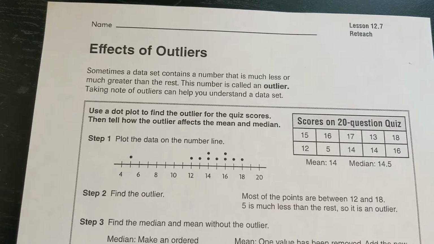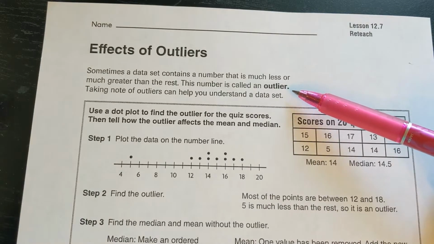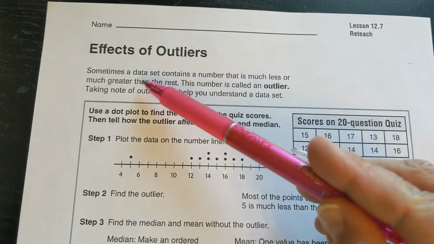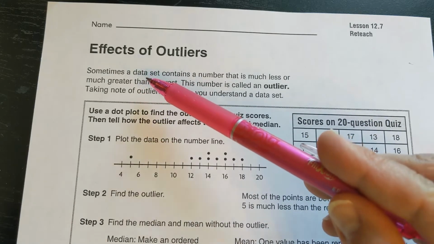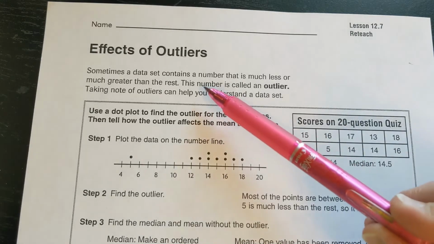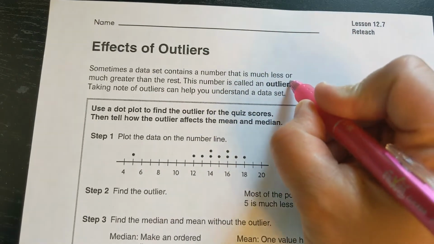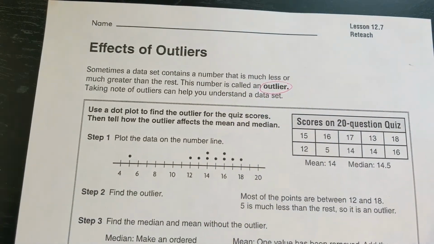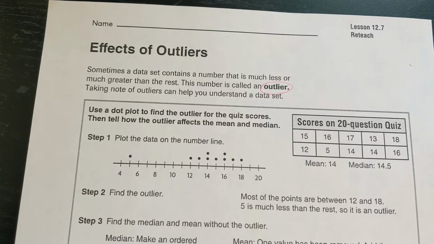Today we're going to talk about the effects of an outlier. And the definition right here for outlier, let's read this top paragraph. Sometimes a data set contains a number that is much less or much greater than the rest. So that means one piece of data looks much different than the rest. Okay, this number is called an outlier. Please write yourself some sort of note. Don't just write this number is called an outlier. Write something about what an outlier is.